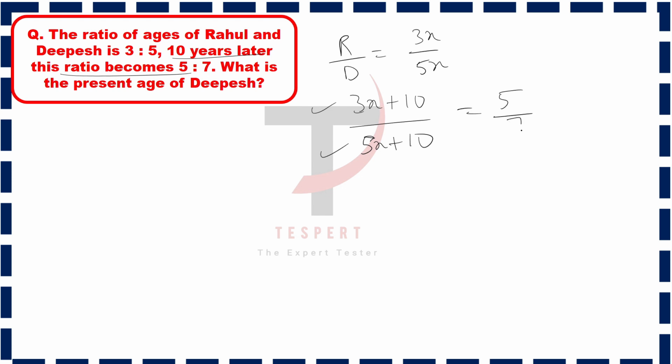So cross multiply and you will get x as 5, right? After solving you will get x as 5, and we are asked to find out the present age of Deepesh. Present age of Deepesh is 5x. So 5x, 5 into 5, that is 25 years.